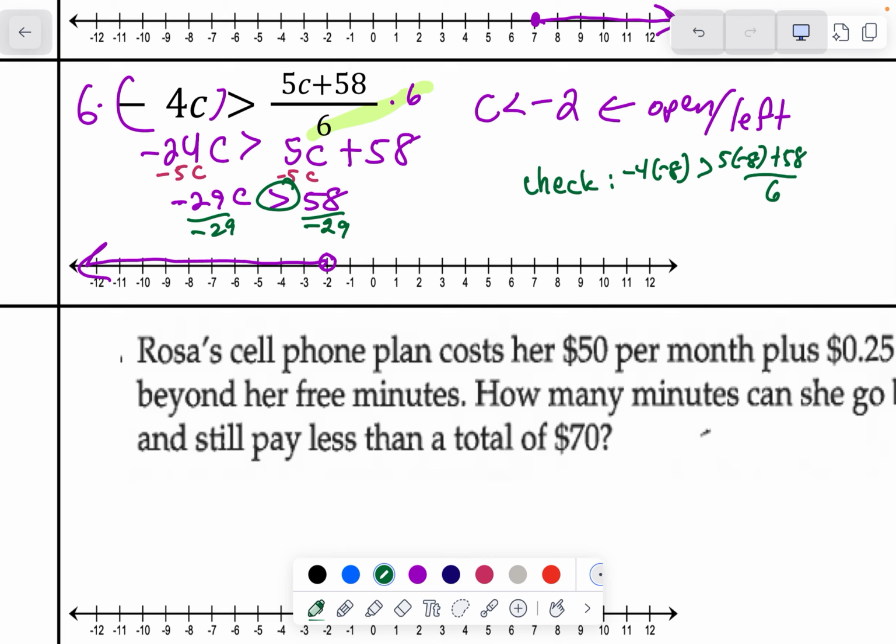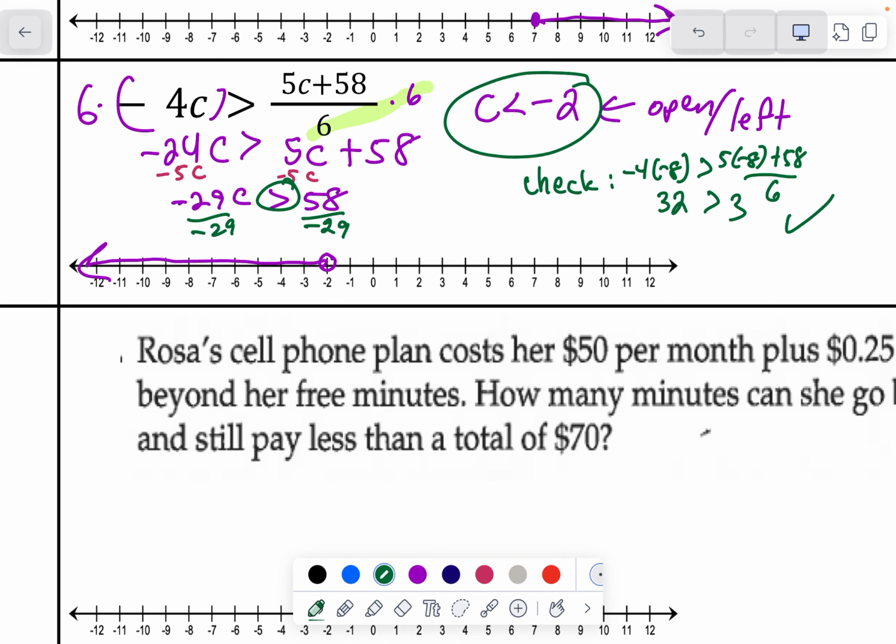So that's 8 times 4, which is 32. And is that greater than negative 40 plus 58, which is 18, divided by 6 is 3? Is 32 greater than 3? Yeah. So that is true. So our answer is C is less than negative 2.